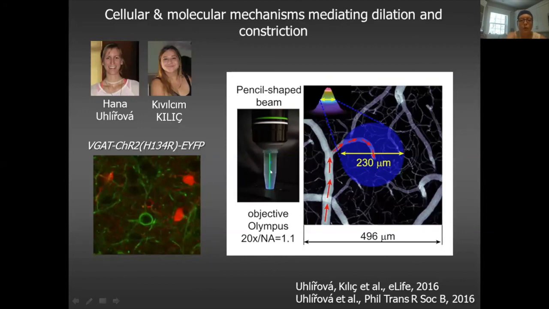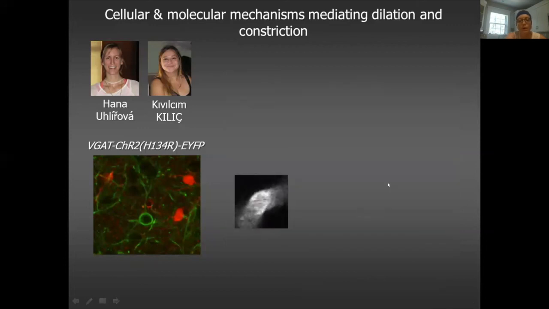We have our laser beam for optogenetic activation, which is about the size of a cortical column. Here is how this experiment looks. This flash is the optogenetic stimulus, and we can see here it comes. There's dilation, there's constriction, and it goes back to the baseline.